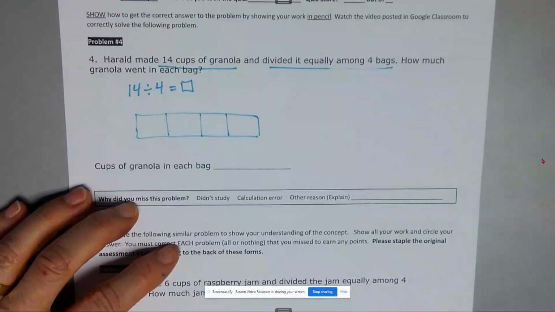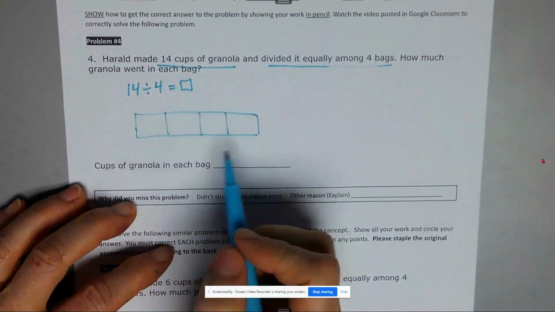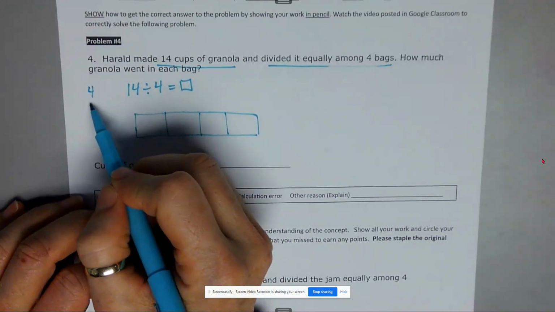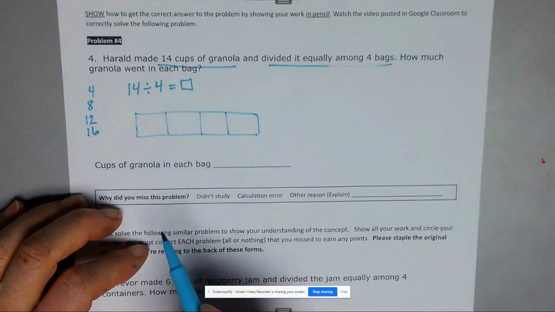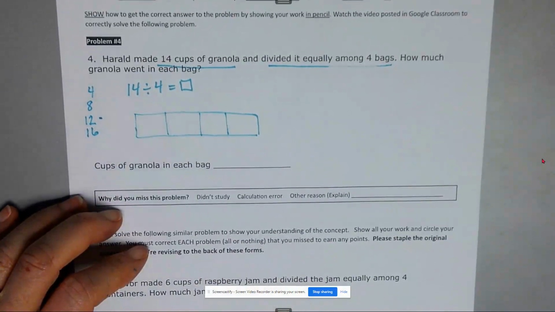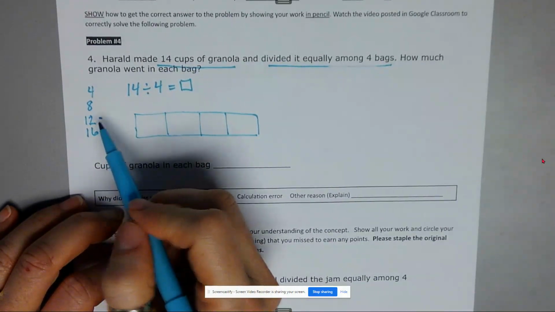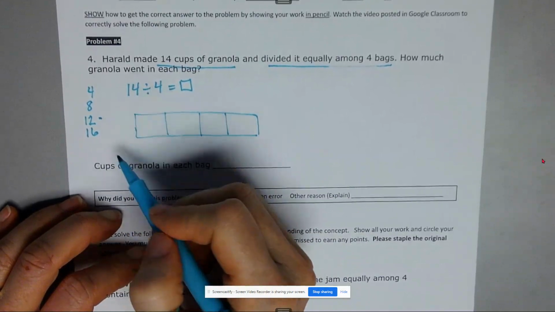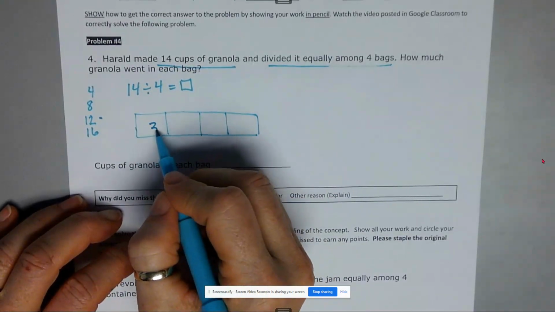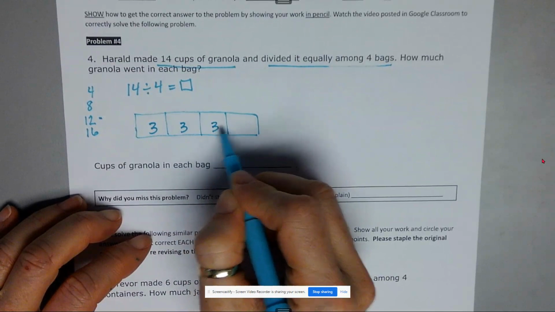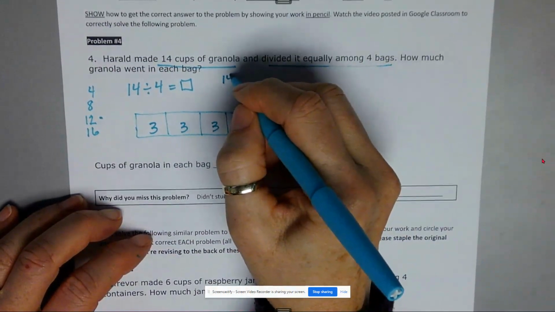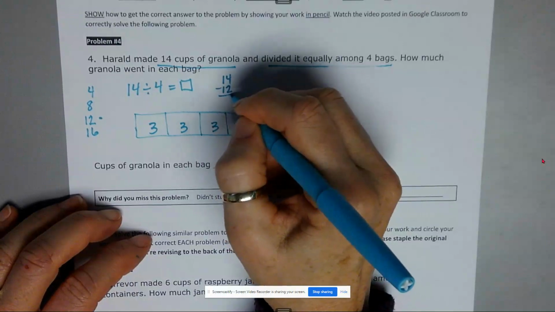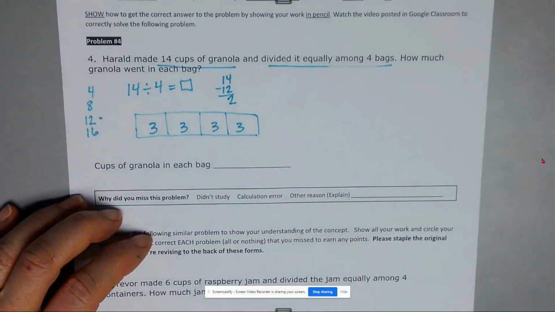I want to get as close to 14 as I can into 4 groups. So I'm thinking 4, 8, 12, 16. 12 is the closest I can get, which means 3 takes 3 groups of 4. So that would be 3, 3, 3, 3. That total is 12. So I had 14. I minused out 12. I have 2 left.